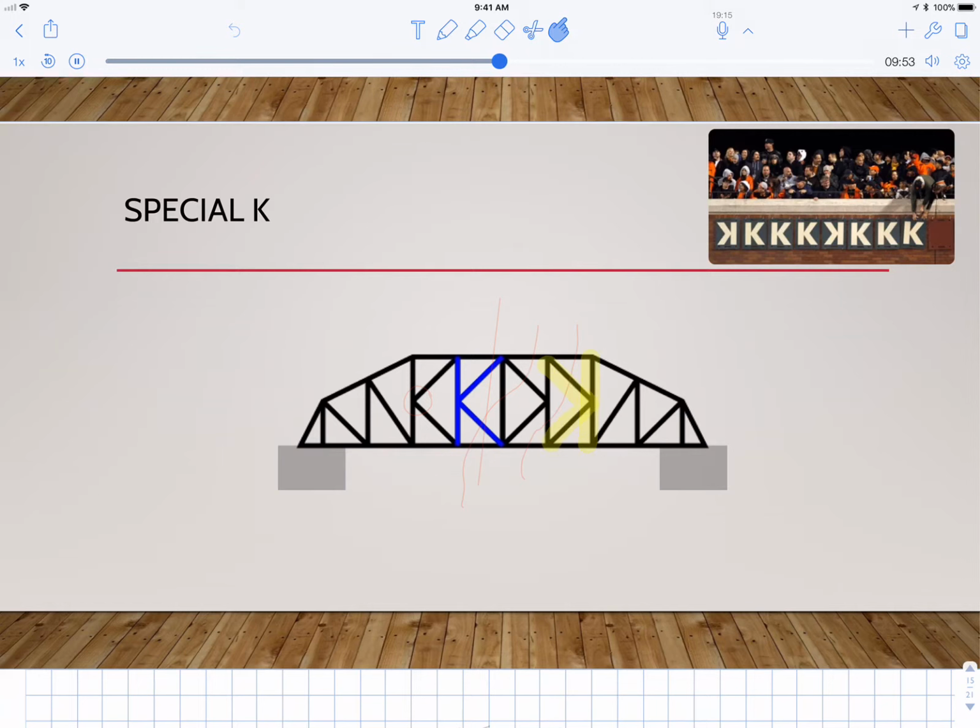If you're a baseball fan, every time someone strikes out, the fans will put out a K. I think a forward K means striking out swinging, and a backwards K means striking out looking. It's one way or another.